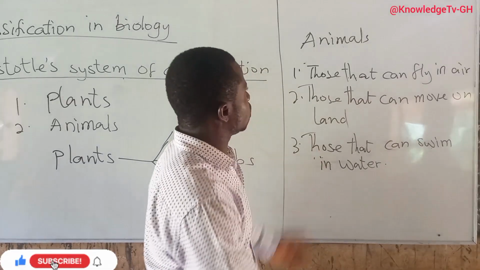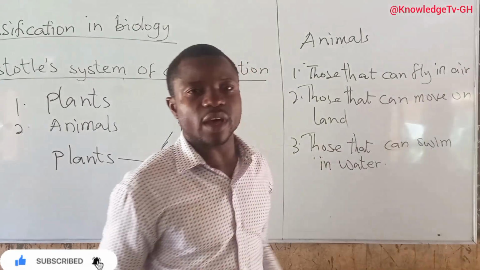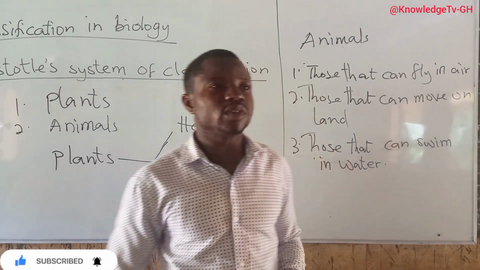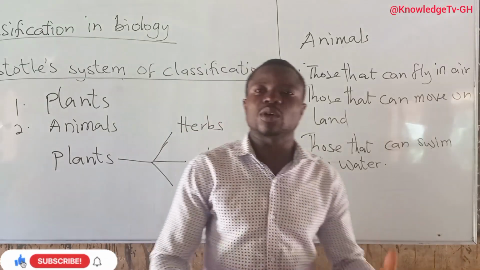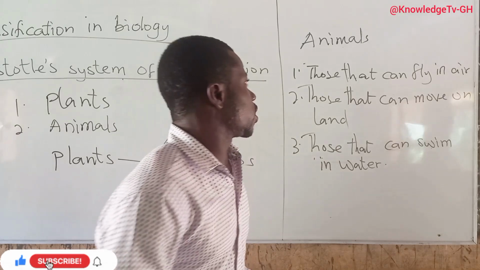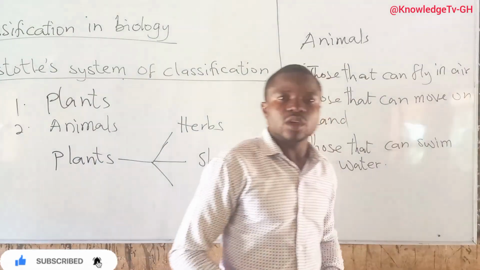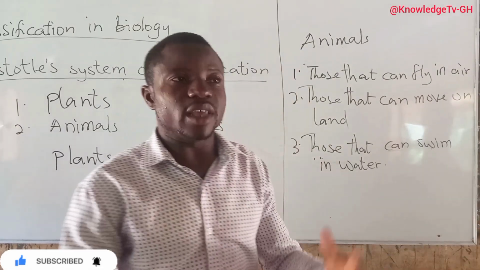Now let us take a look at how he classified animals into groups. Aristotle classified animals into three main groups according to habitats and locomotory method. The locomotory method is talking about how they move. So he classified them, one, those that can fly in air. There are some animals that fly in air. For example, birds fly in air.